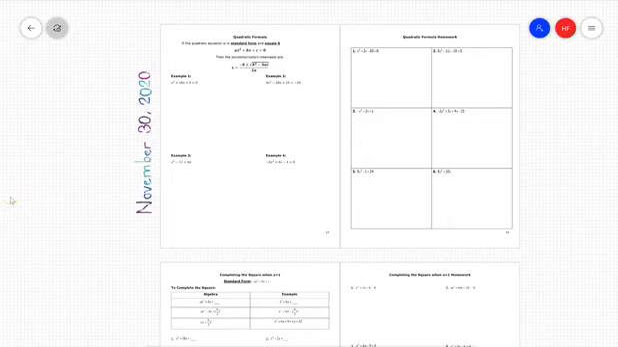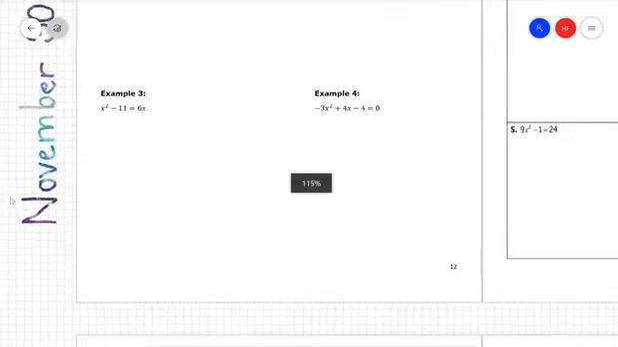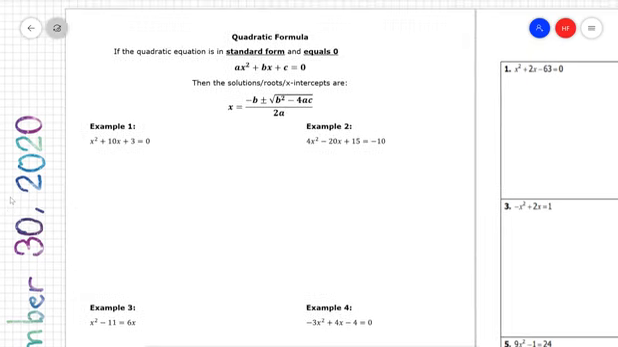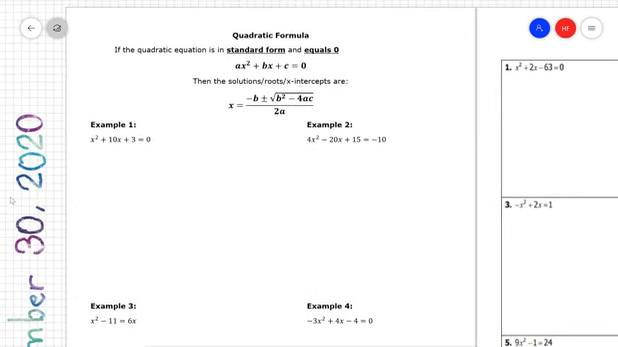Okay, y'all, today is one of my favorite days. Quadratic formula. It's going to change your life. It's going to make everything so much easier for you when you're working with quadratics. So the quadratic formula works every time. You will always find the solutions, whether they are real or imaginary, whether they are fractions, whether they are radicals, you will always be able to find them.